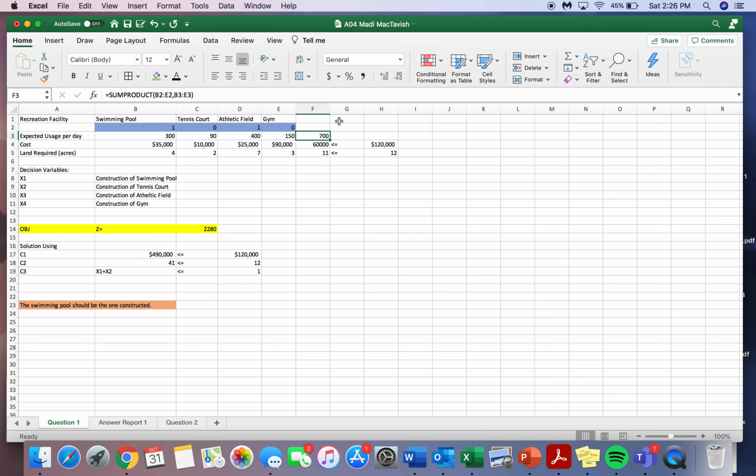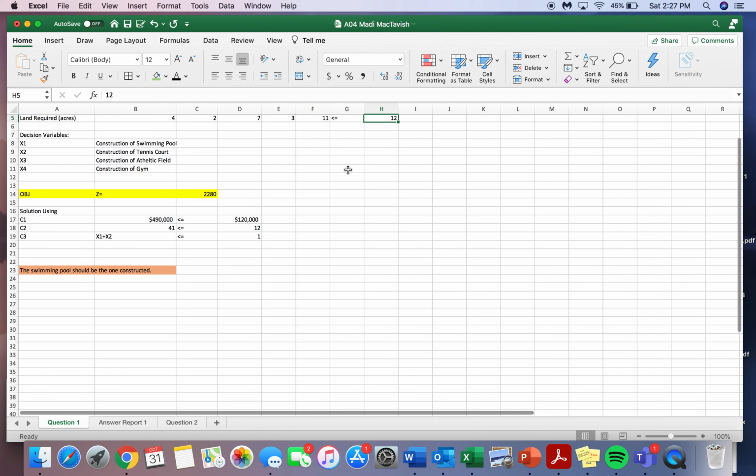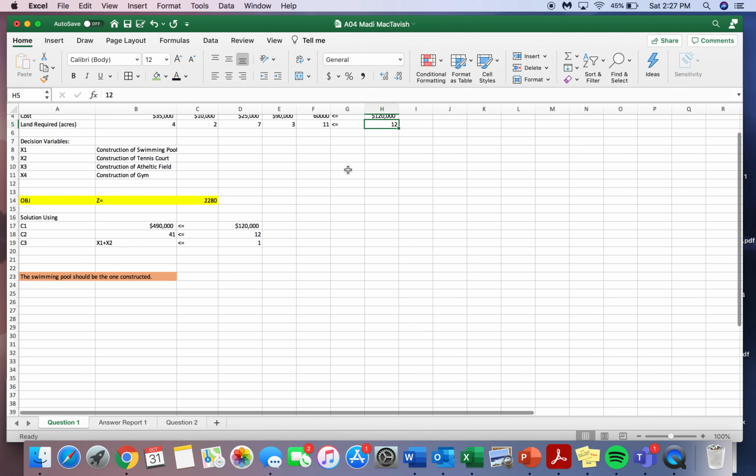So in cell F, I have restrictions here, and these numbers, the 60,000 and 11, had to be smaller than or equal to 120,000 and the 12 acres of land because that is the most that they could use.